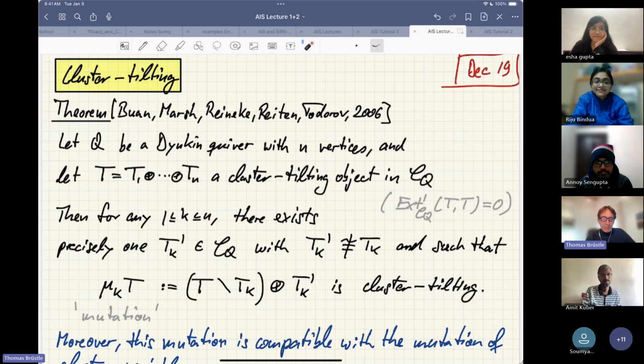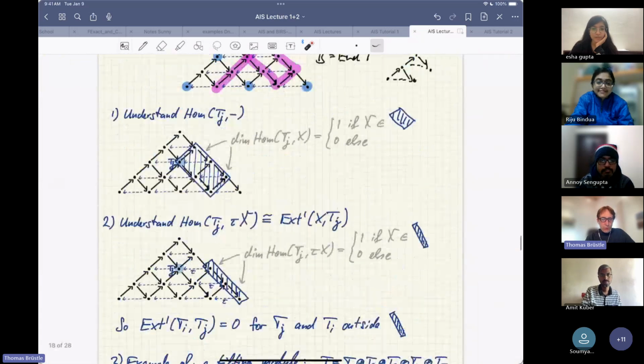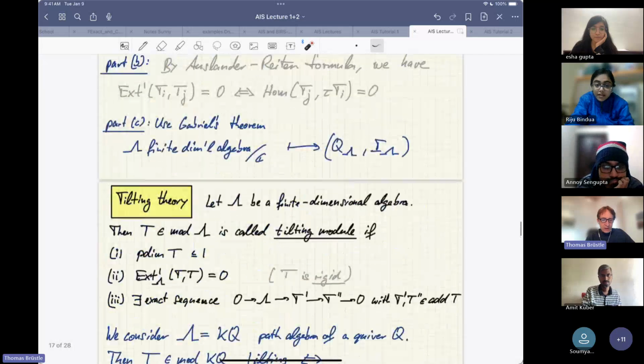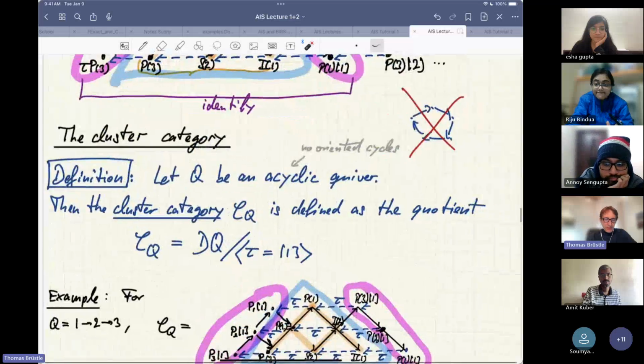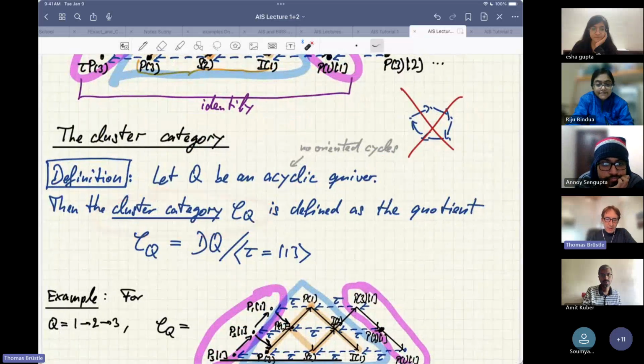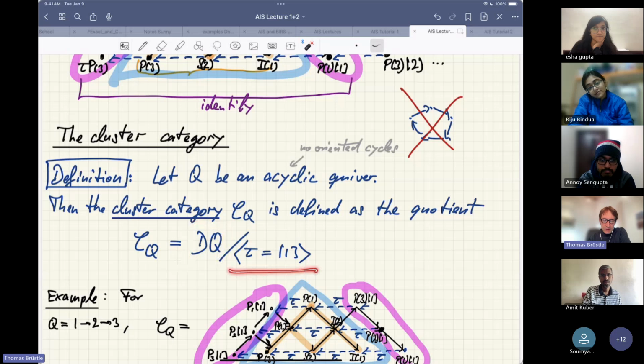Let me recall where we were yesterday. We had finally arrived at the definition of the cluster category. So the cluster category for a quiver Q, which is an acyclic quiver, a quiver without oriented cycles like this. For a quiver without oriented cycles, we say the cluster category CQ is defined as a quotient category of something that is called the derived category, and we factor out some relation here.